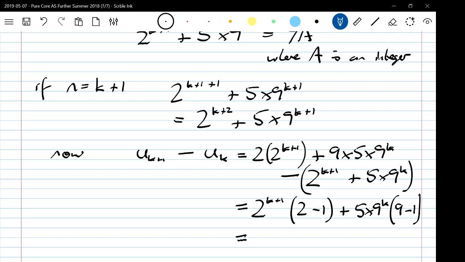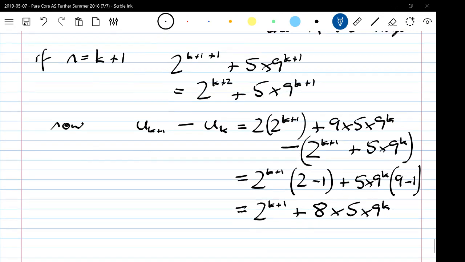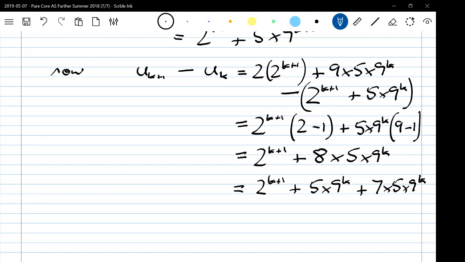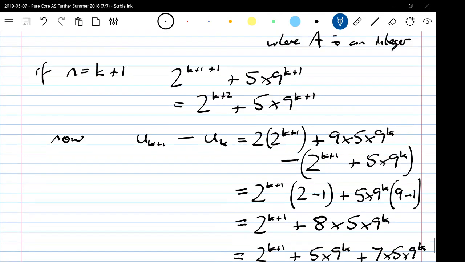So what is it that we've got? We've got 2^(k+1) plus 8 times 5 times 9^k, but actually that is 2^(k+1) plus 5 times 9^k plus another 7 times 5 times 9^k. That's splitting up the 8 into 1 and 7. And actually, that expression there is u_k, isn't it? That's the kth term.